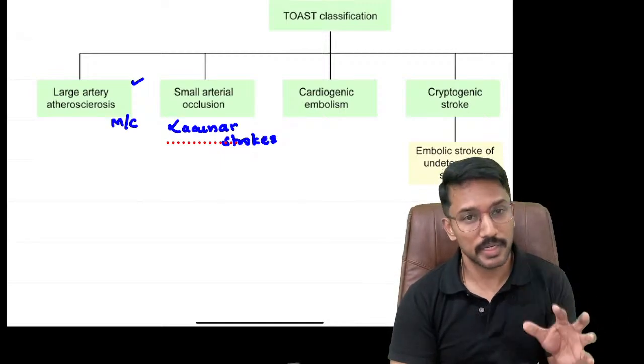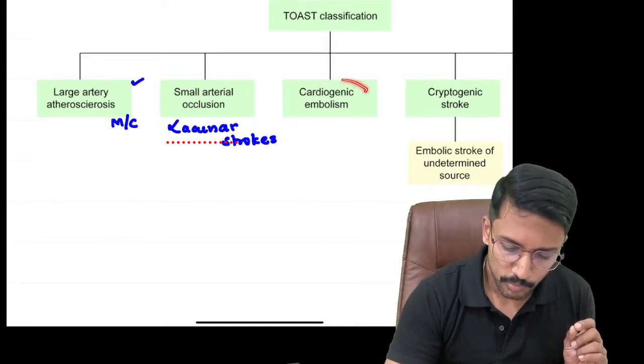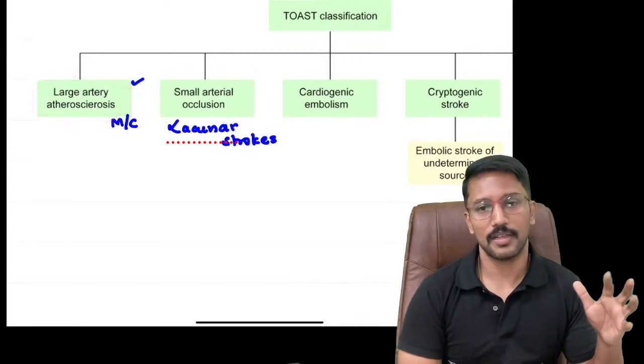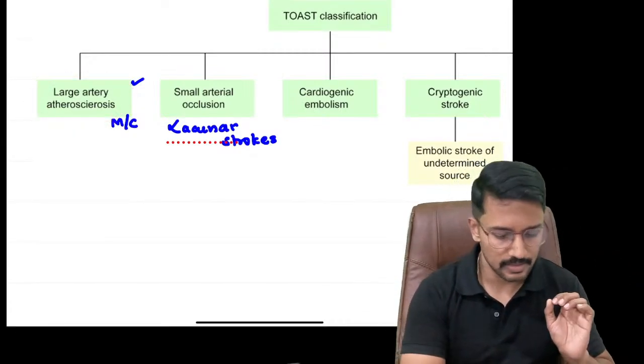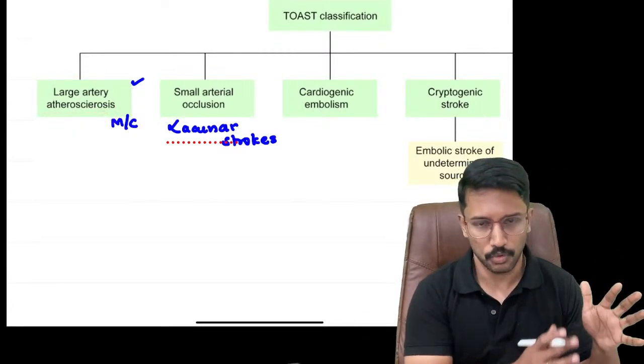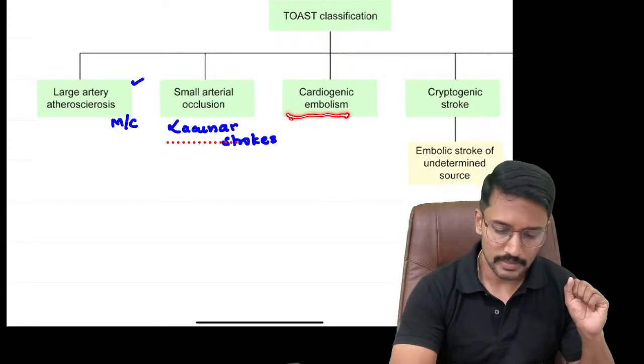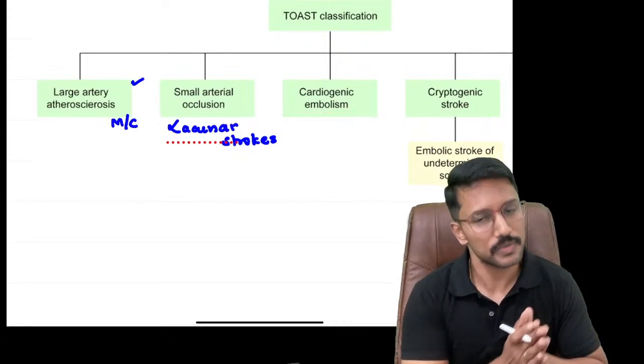In many studies and in many countries, the cardioembolic stroke is more common than the large artery atherosclerotic stroke. In India, the large artery atherosclerotic strokes are much more common. But in many countries where obesity is not a big concern, in such places, it is the cardioembolic strokes which are more common.